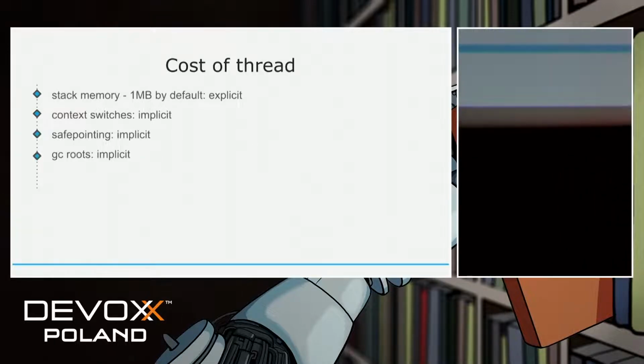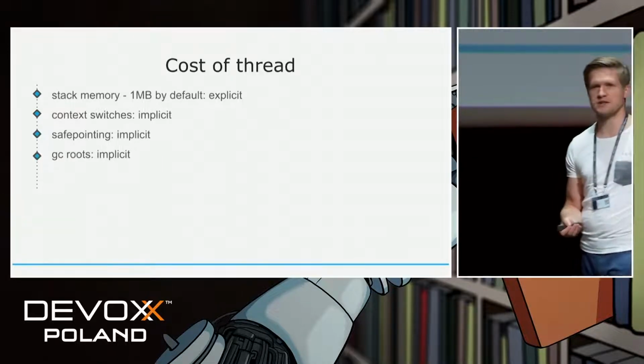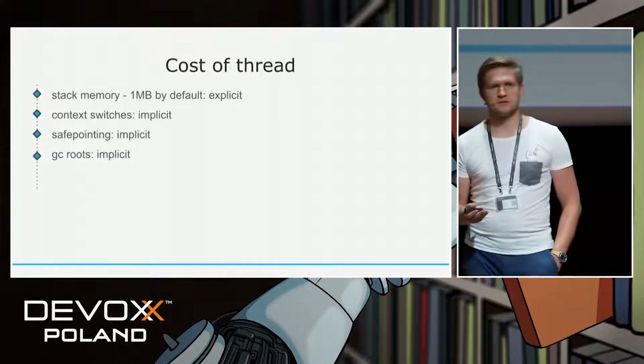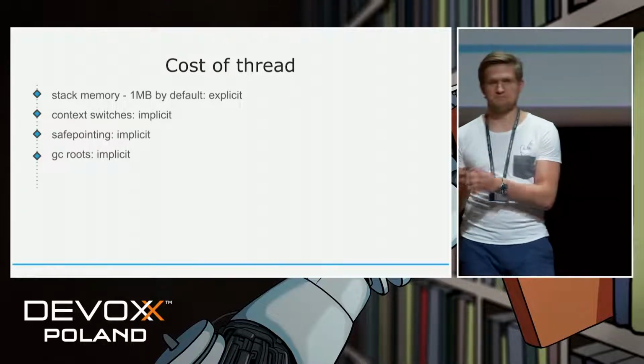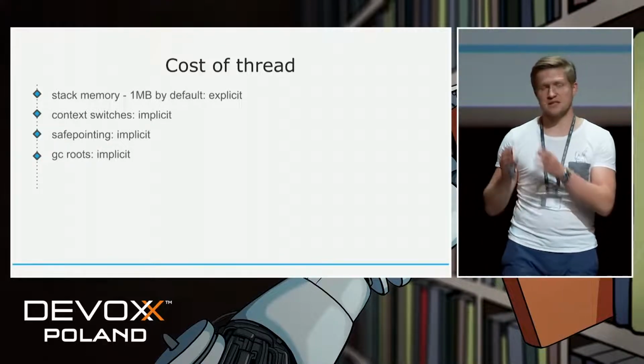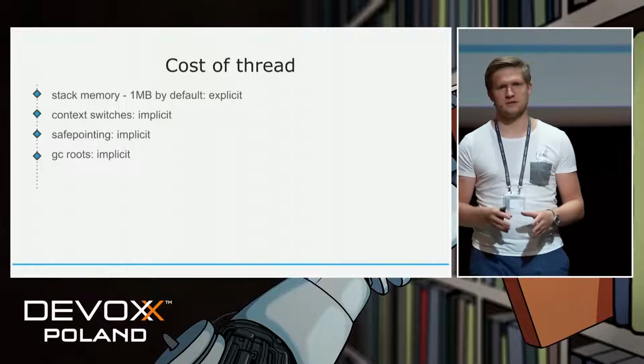There are different types of costs when it comes to threads. There is the explicit cost. We need some memory to allocate the stacks. It's 1 megabyte by default, and it's an explicit cost. You can actually calculate it.